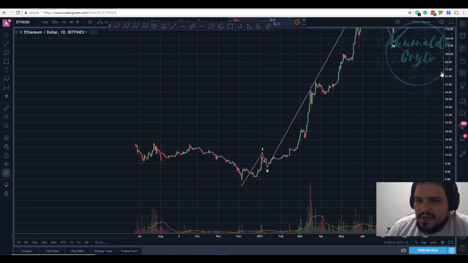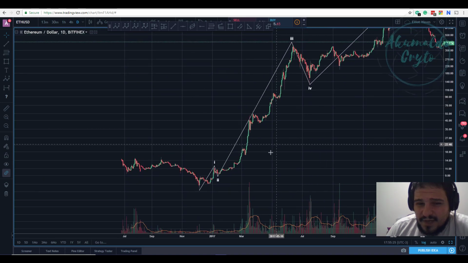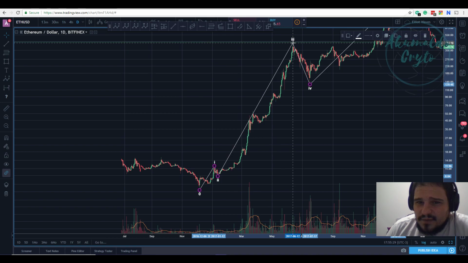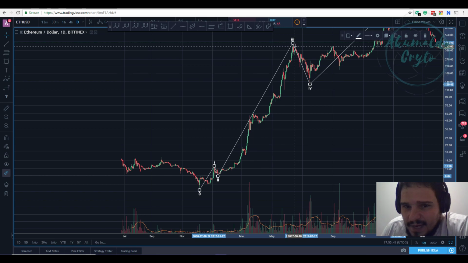But then we have the relationship between wave 2 and wave 4. Okay, we see here the extended wave is wave 3. Oh, a really long and parabolic wave 3. Then we have a retracement. You see, we have this correction for wave 4. And what is interesting is that wave 4 has corrected more than wave 2.